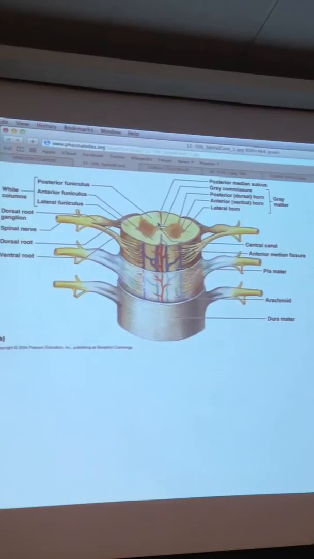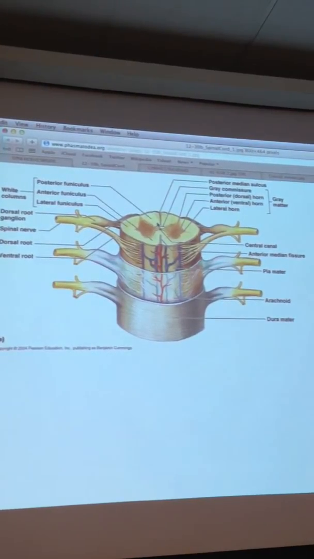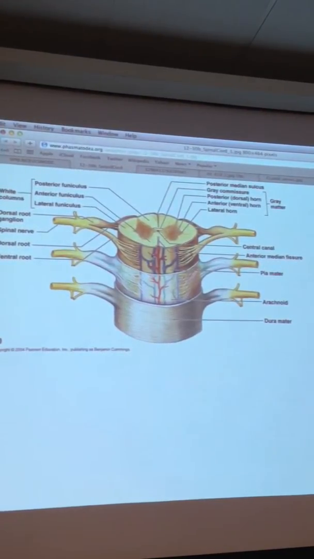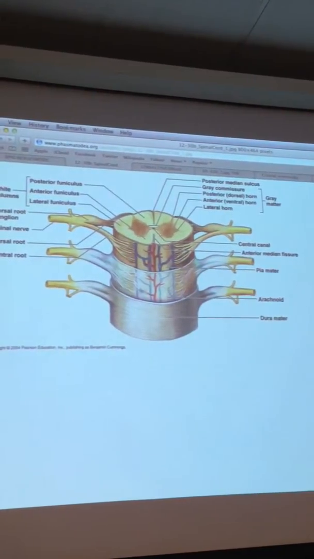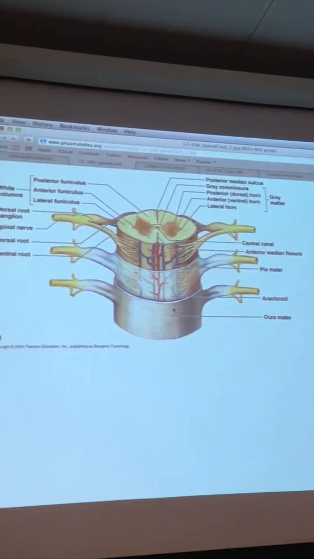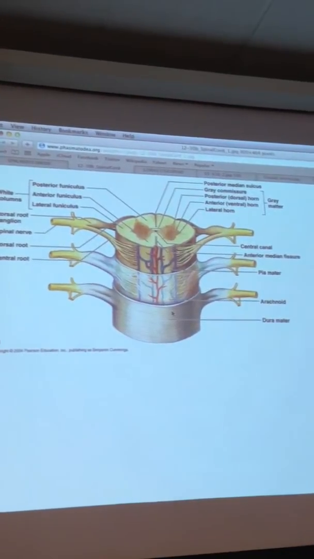So, let's see. This kind of goes out of order to my liking, but what we're going to talk about next are the layers that cover the spinal cord. There are 3 layers that cover the nervous system, like important organs.